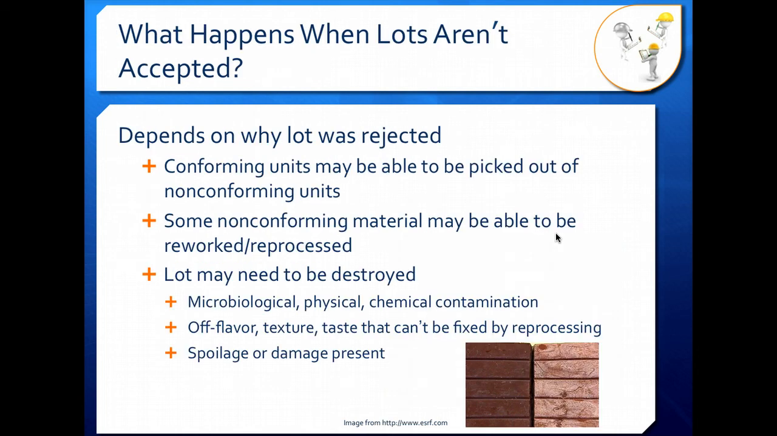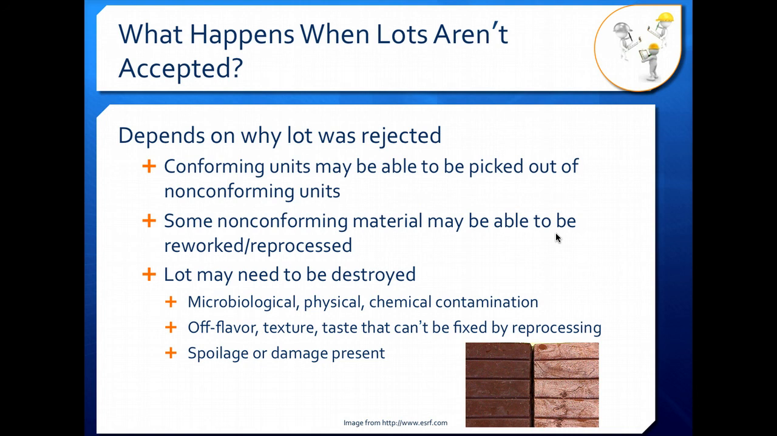So it's great when lots are acceptable, our quality is good, it meets our standards, we can use that product. But what do we do when the lots are not accepted? When we decide there's too much defective product in here, there's too many problems, I can't use this product? Well, what you do depends on why the lot was rejected. In certain cases, you may be able to pick out the acceptable product from the non-acceptable product. Maybe you rejected a shipment of dried beans because there were too many sticks in it. Well, you could go through and sit there and pick out all the sticks, but that's very time consuming and labor intensive, and you probably don't want to do that.